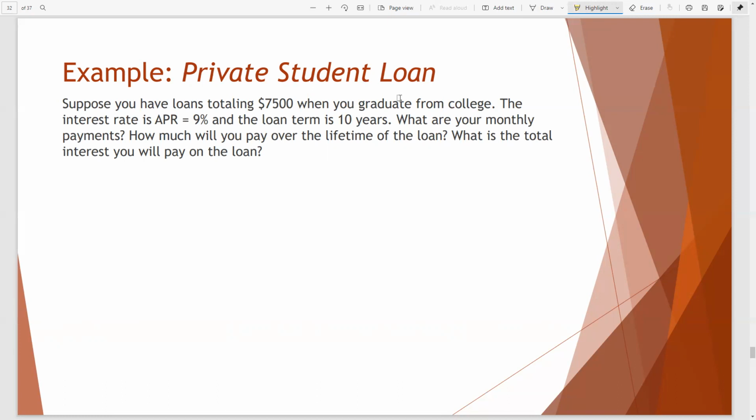So the private loan is compound interest, but the government issued loan is simple interest. So that's a little different. About private student loans, they're compound interest, so the payment formula will be used that way. For simple interest, that's another big story. It's totally different. So 750 loan in total when you graduate from college, I have that amount.